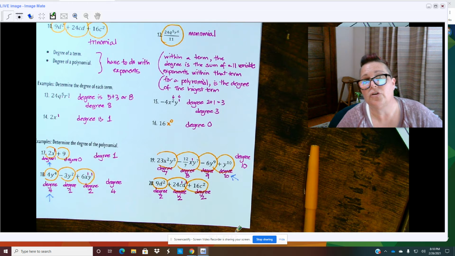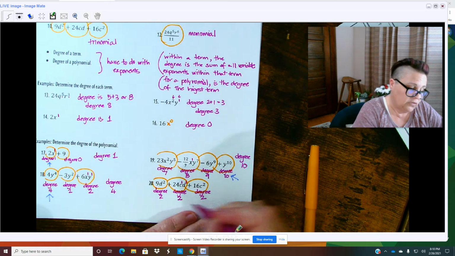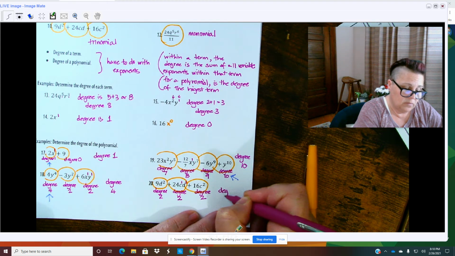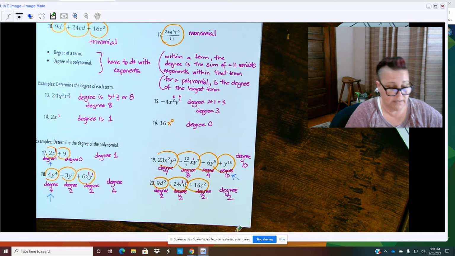Of these 3 terms, the highest degree of any of the terms is 2. So the degree of this trinomial is degree 2. It wouldn't matter which one, because they're all the same.